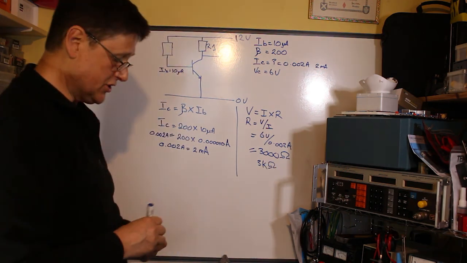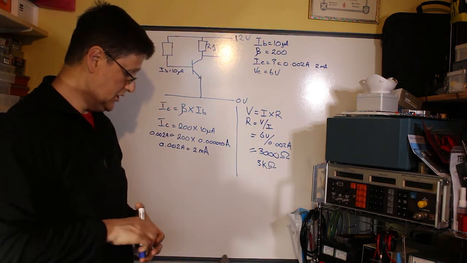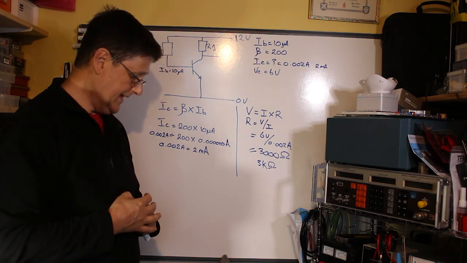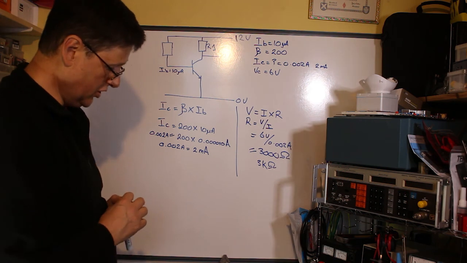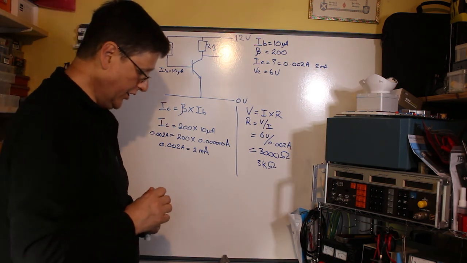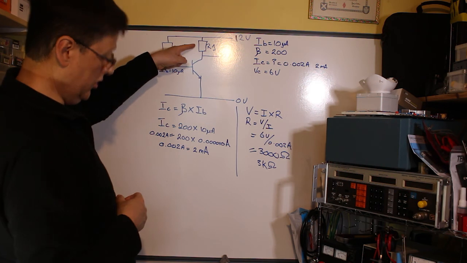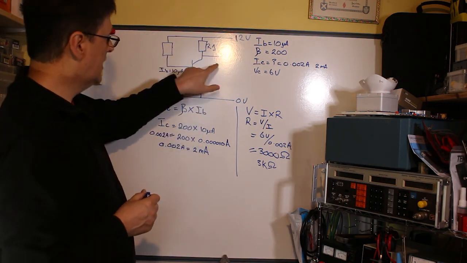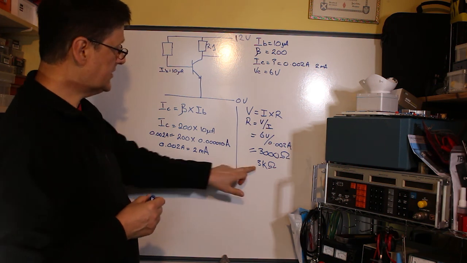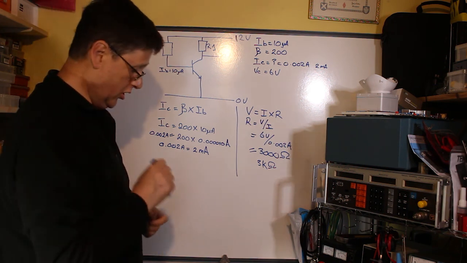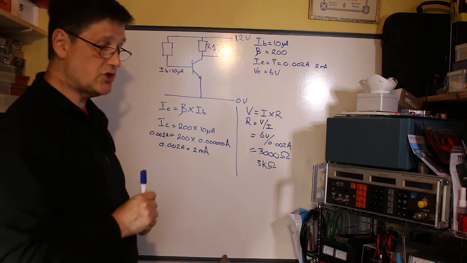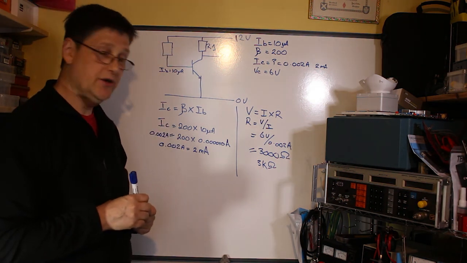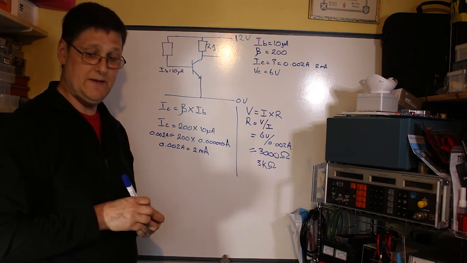So the correct answer for that question, the transistor in the diagram has a current gain beta of 200 and a base current of 10 microamps, what is the resistance of R1 to get a voltage of 6 volts at the collector? The answer is 3,000 ohms, or converting it into thousands of ohms, kilo ohms, we have 3K ohms. So the correct answer to that question is B.